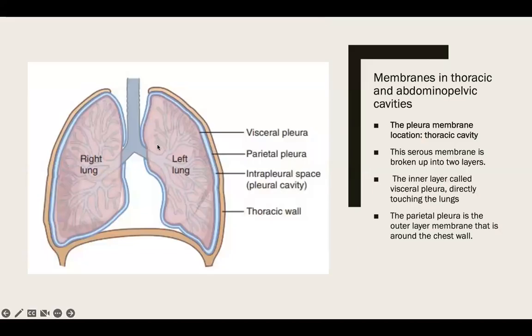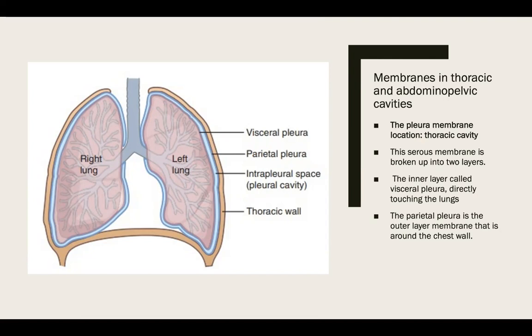Starting off with the first membrane, the pleural membrane. The location of this membrane is in the thoracic cavity, which is the cavity that's superior to the abdomen. This membrane is broken up into two layers. The inner layer is called the visceral pleura, which is directly touching the lungs.